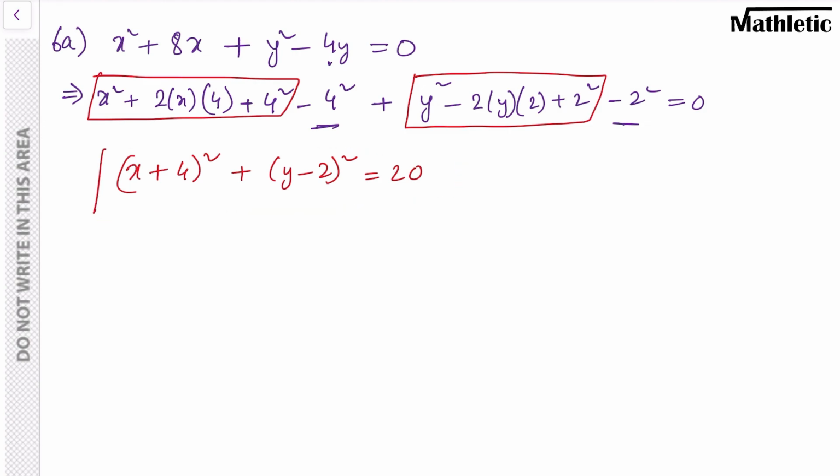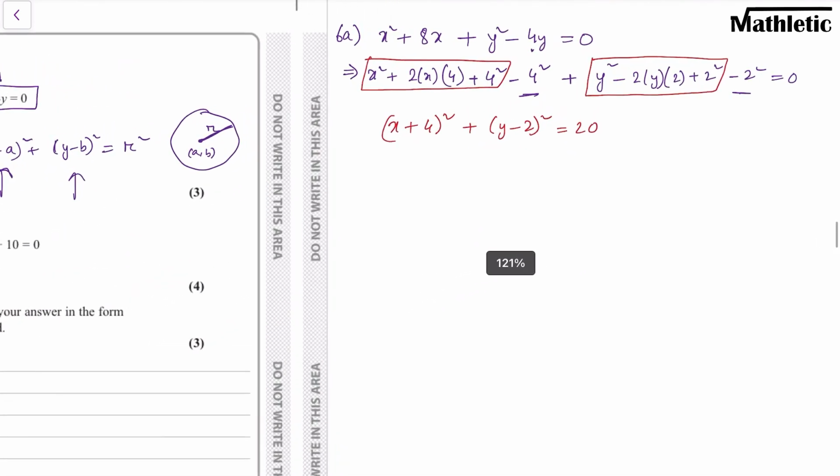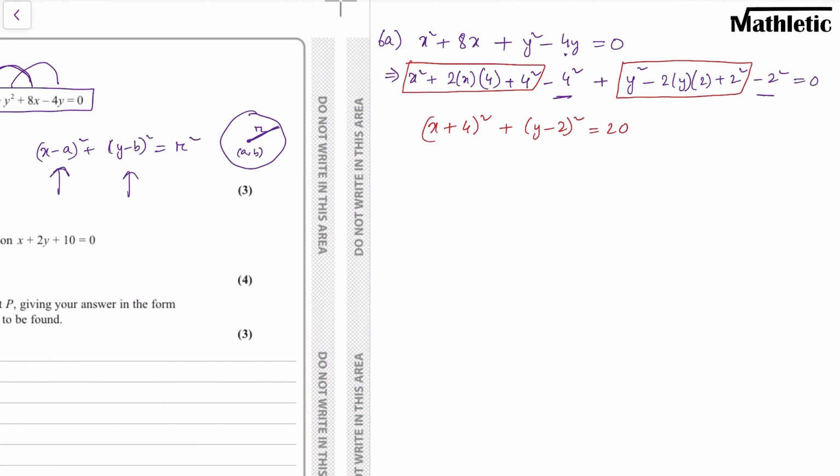So this is the circle equation, and if we compare this with the general format, the coordinate of the center is actually minus 4 plus 2, because the formula itself has a minus here, right? So since it's positive, the answer should be negative 4. And this is minus b minus 2, so b is 2. You just need to compare the position, that's it.